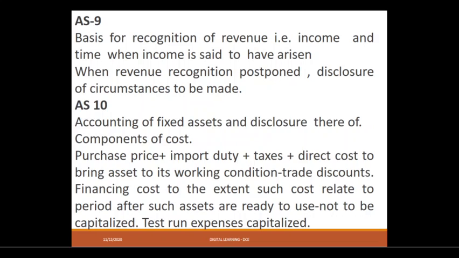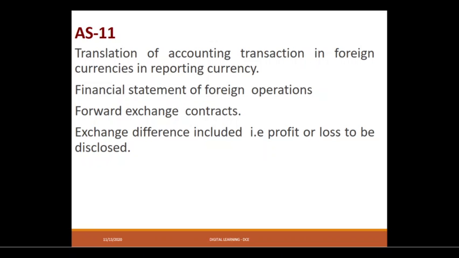When revenue recognition is postponed, disclosure of circumstances is to be made. Accounting Standard 10 deals with accounting for fixed assets. Accounting Standard 11 covers translation of accounting transactions in foreign currencies into the reporting currency. This is accounting for the effect of changes in foreign exchange rates.